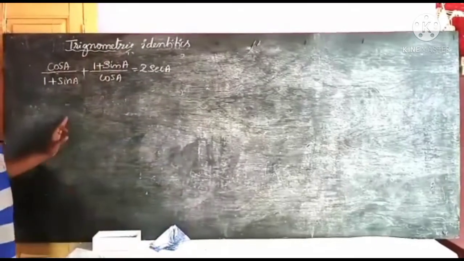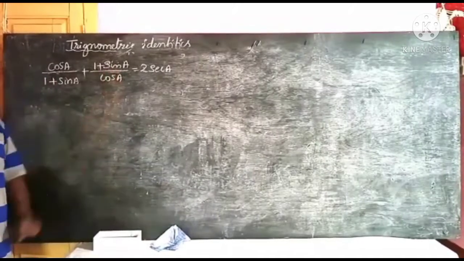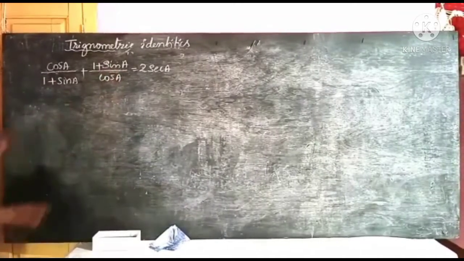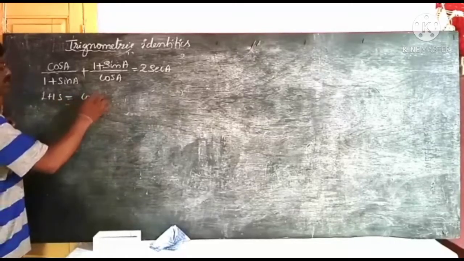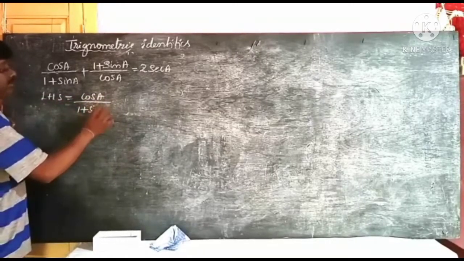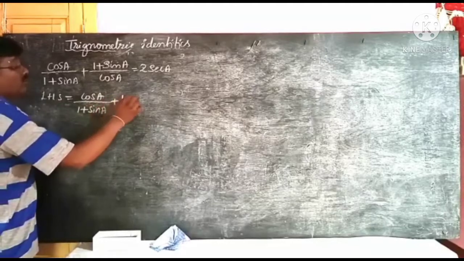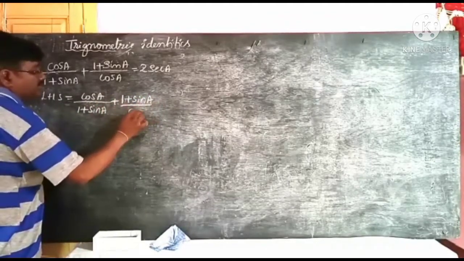Hello students, so we take the second question: cos A divided by 1 plus sin A, plus 1 plus sin A divided by cos A. Okay, so we take the left hand side. The left hand side is cos A divided by 1 plus sin A plus 1 plus sin A divided by cos A.